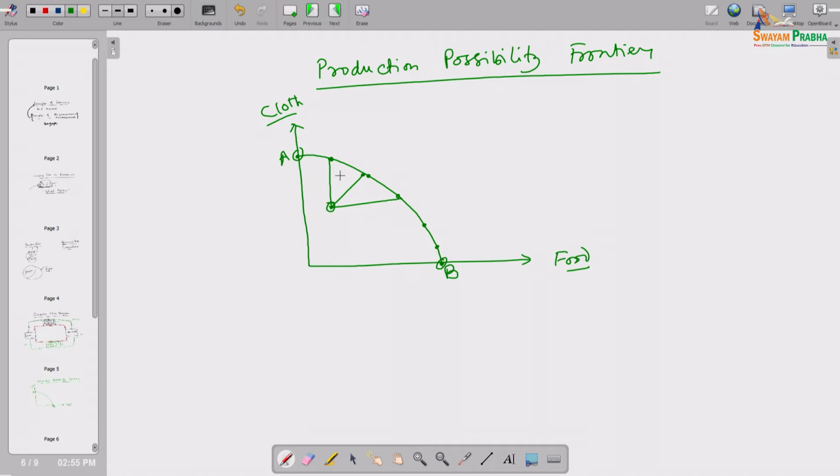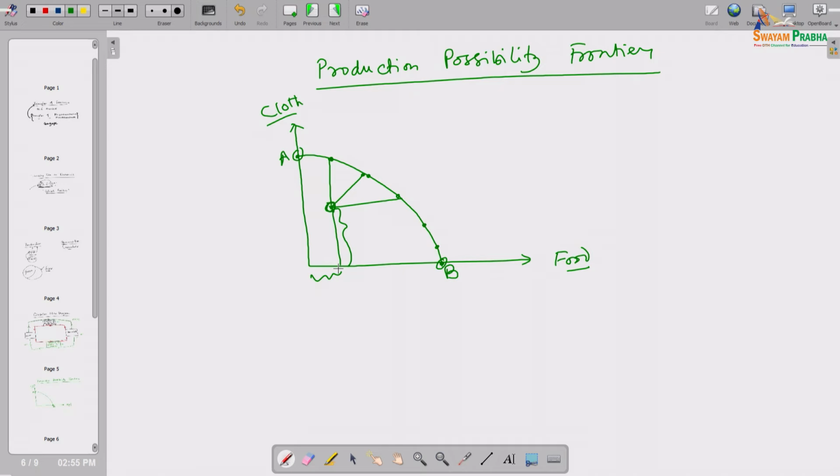Now, a society producing this point, which means this much food and that much cloth, we can definitely say that society is not efficient enough. It is inefficient; it fails to efficiently utilize its resources in the production of two commodities, food and cloth.